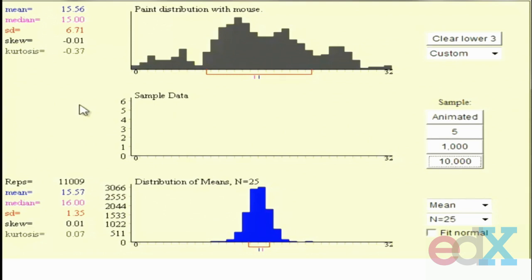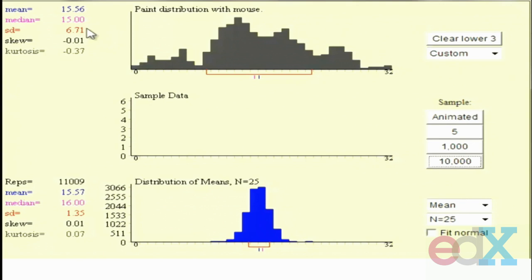So it's 15.57. Okay, now the other question is, let's look at the spread of the means. They look tighter. They look more closely bunched together than the population. The population is spread out all across the line there, whereas the mean of the means is very much tighter. So what measures the spread of the distribution? Well, the standard deviation. Now, the standard deviation in the population is 6.71, whereas the standard deviation of the means is 1.35.